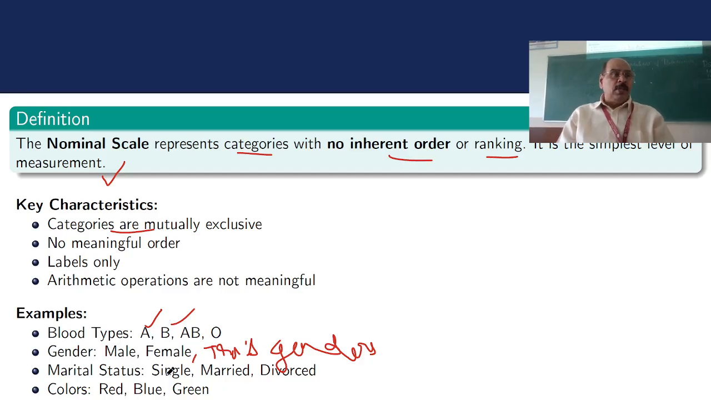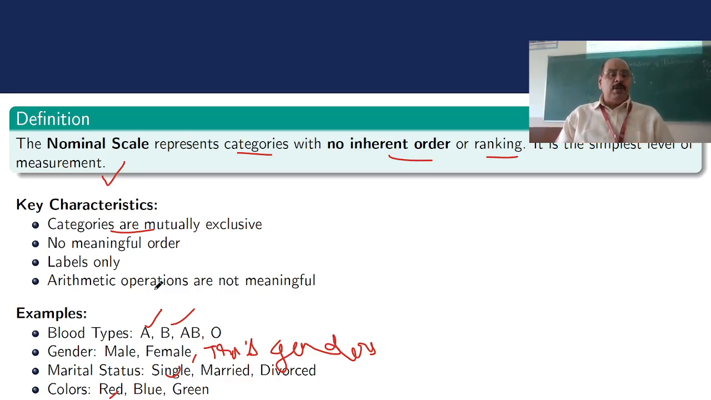Marital status, he can either be single, married, divorced, separated, or something like that. Colors, it can be either red, green, or blue. So it simply means that one person cannot have two categories. These are all different ways of representing data. The first one you are learning is nominal scale, the simplest way of measuring things.